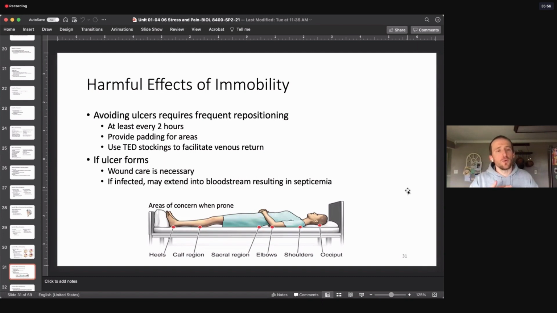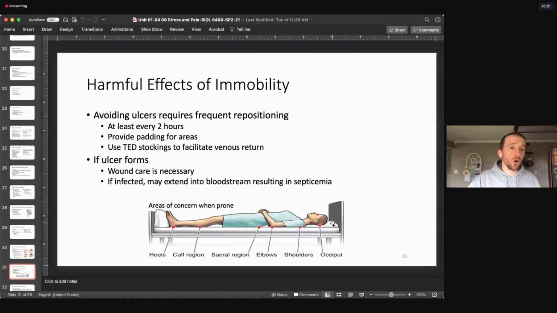Should the ulcer form, you treat the ulcer, because what you don't want to have happen is the patient to become septicemic, where the wound becomes infected and that infection gains access to the bloodstream, because sepsis has very poor odds, relatively speaking.